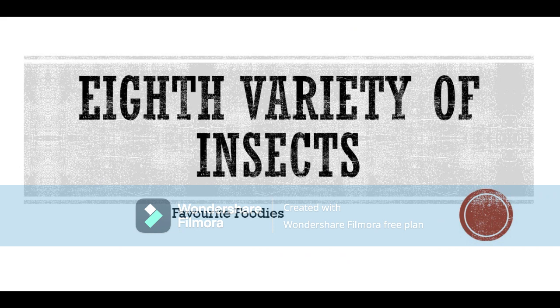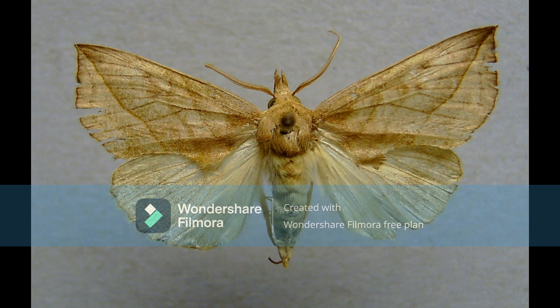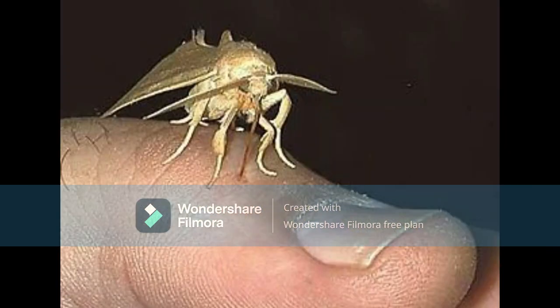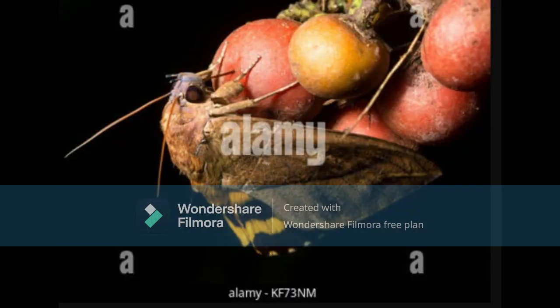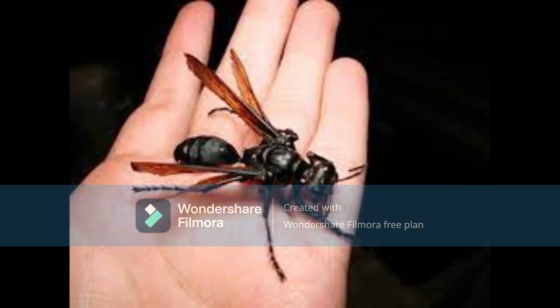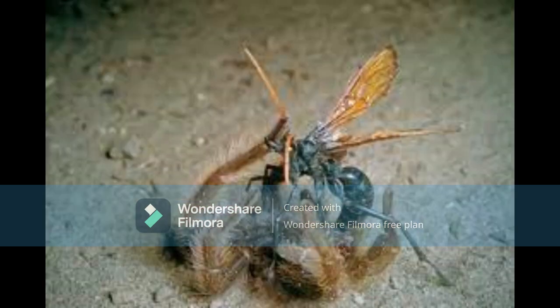The eighth variety is favorite foodie insects. Living in the Southeast Asian parts of the world, the vampire moths use their barbed parts of the mouth to tear the flesh of other animals to suck their blood. They also use the same technique to suck the juice of fruits. Tarantula hawk wasps are the largest wasps in the world. These deadly hunters prey on tarantulas, catching them to provide food for their young ones.